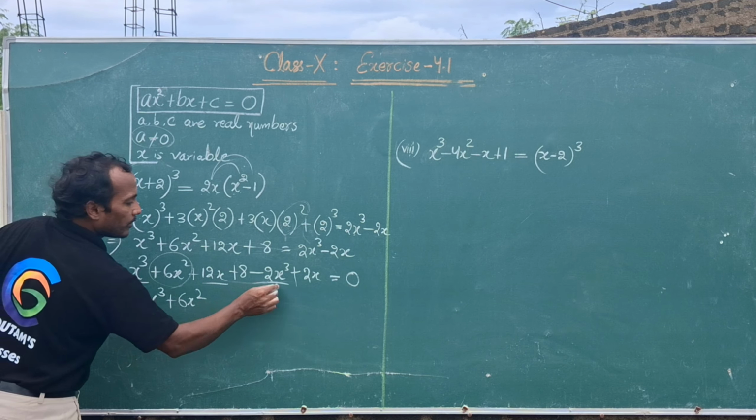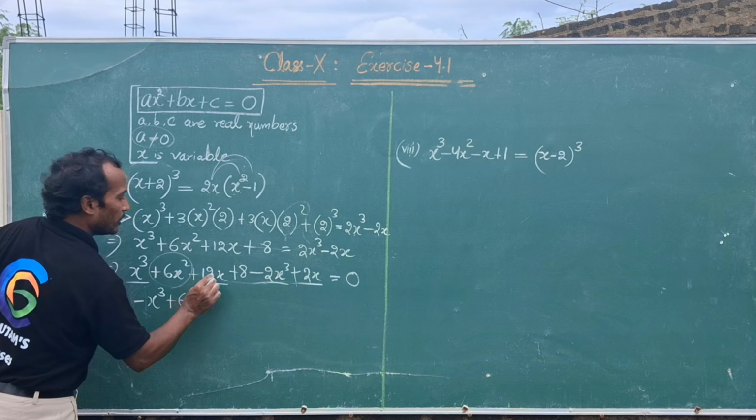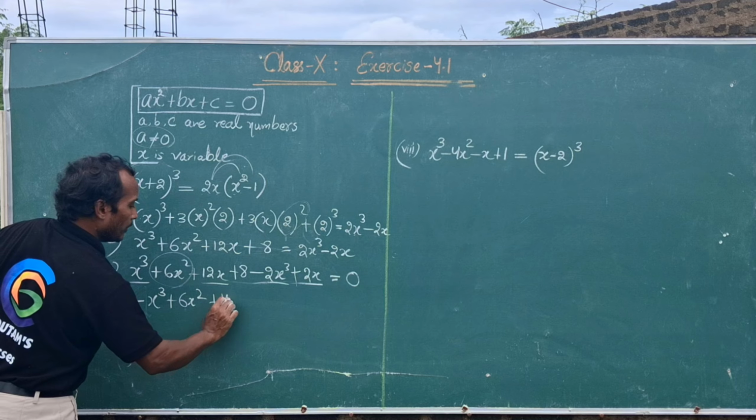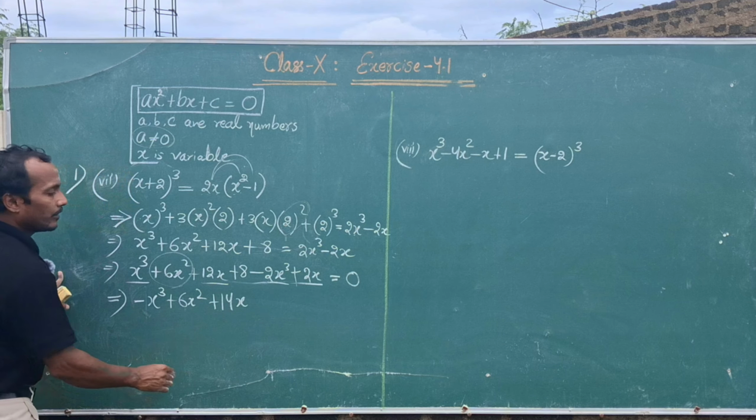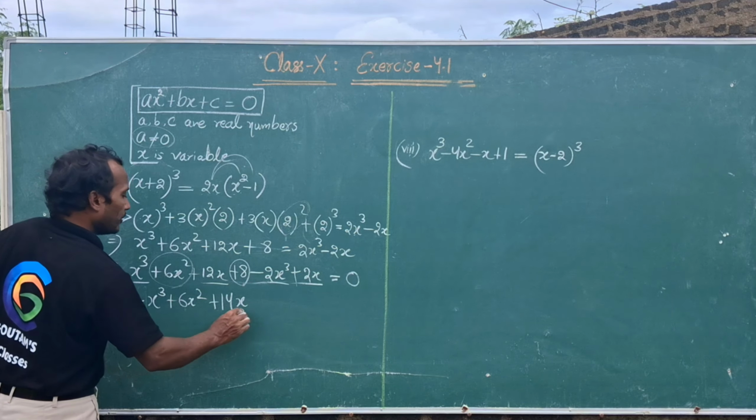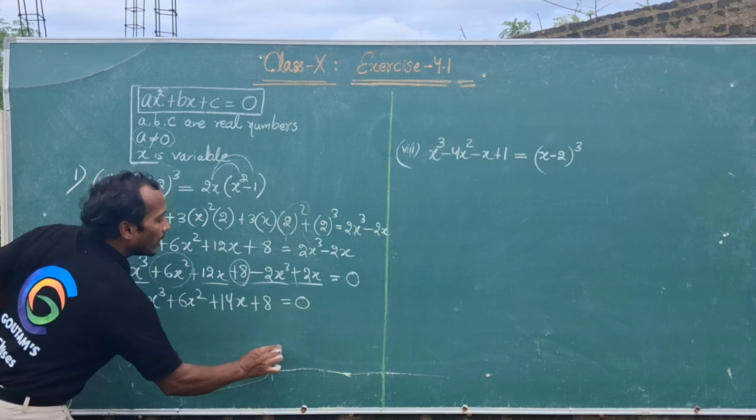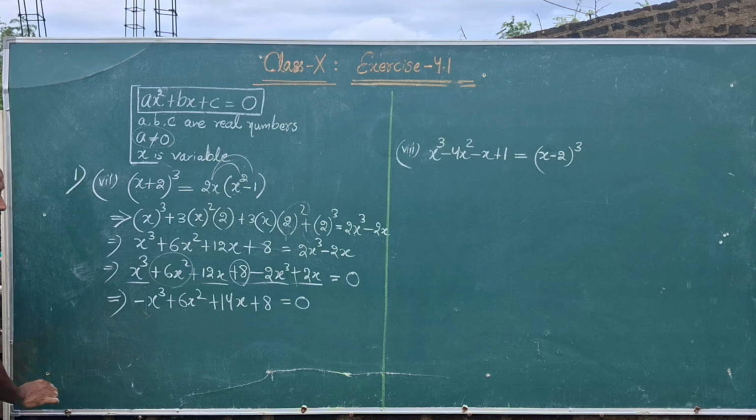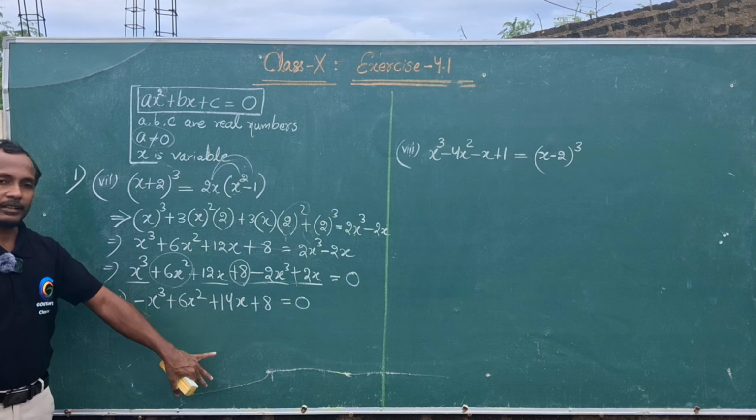12x has like terms? Yes. 12x plus 2x, both are positive, so there will be addition. Plus 14x. And plus 8 is the only constant term here. So let me copy. Now, this is the simplified step. You cannot add or subtract anymore.